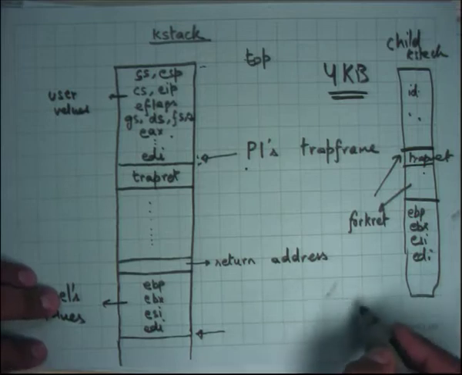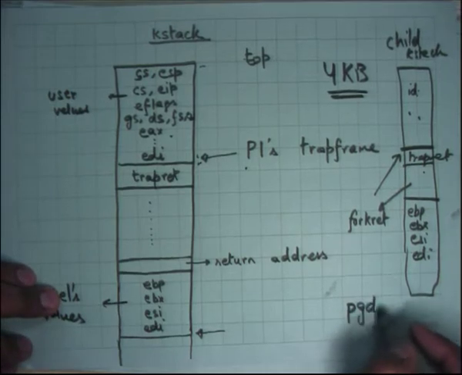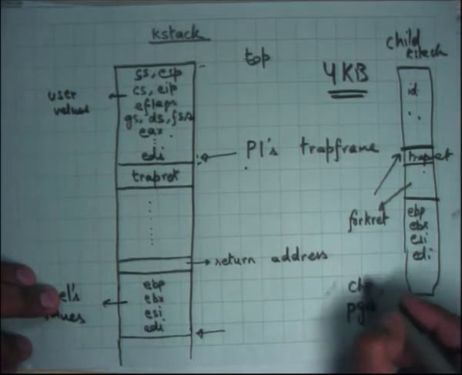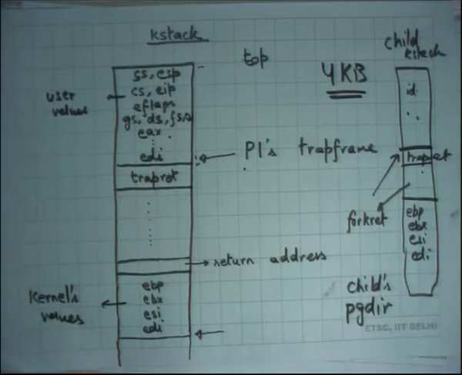Also, you are obviously going to allocate a new page dir and copy the contents of the parent's page dir into the child's page dir. Okay, so that's your implementation of fork.